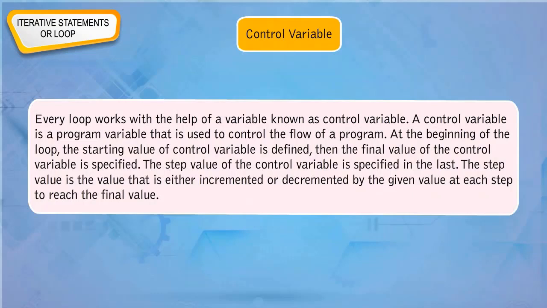Every loop works with the help of a variable known as the control variable. A control variable is a program variable that is used to control the flow of a program. At the beginning of the loop, the starting value of the control variable is defined. Then the final value of the control variable is specified. The step value of the control variable is specified last. The step value is the value that is either incremented or decremented by the given value at each step to reach the final value.